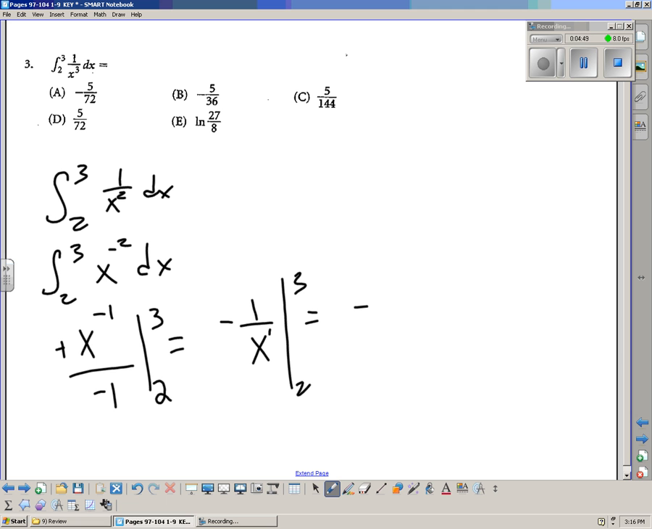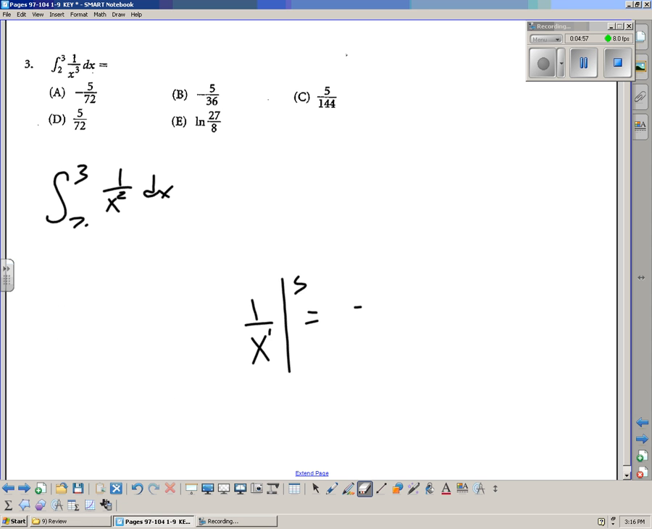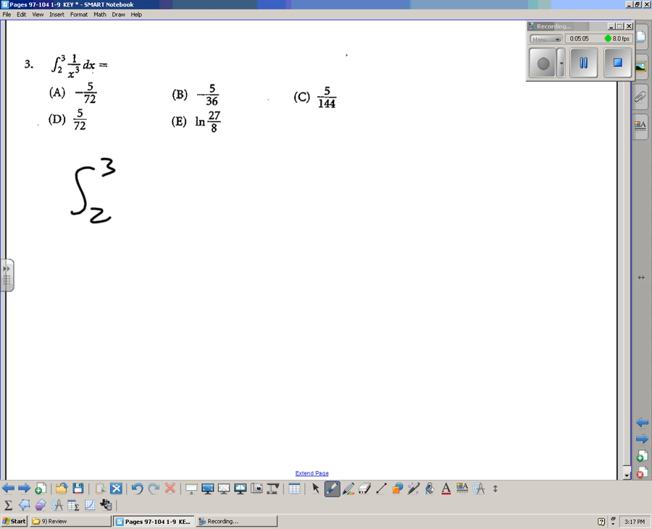Oh, you know what? I'm sorry. I wrote the problem wrong, didn't I? I'm looking at the answer choices going, man, those look a little too easy or a little too complicated for this problem. So, sorry. The original question was the integral from 2 to 3 of 1 over x cubed dx, and I wrote 1 over x squared for some reason. Sorry. Anyway, the procedure still holds.